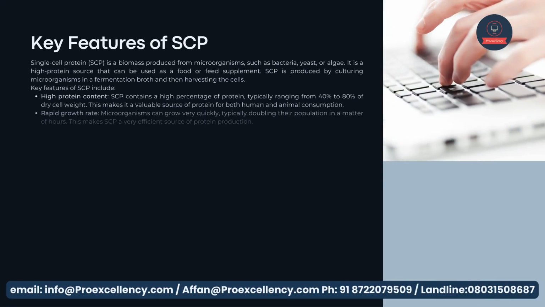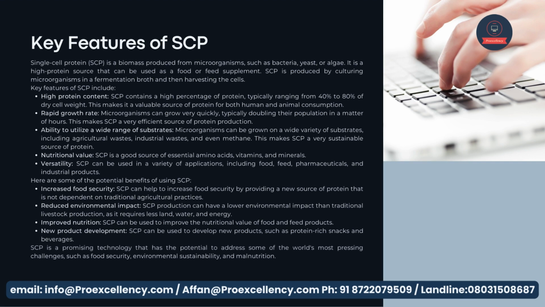Key features of SCP. Single cell protein, SCP, is a biomass produced from microorganisms such as bacteria, yeast, or algae. It is a high protein source that can be used as a food or feed supplement. SCP is produced by culturing microorganisms in a fermentation broth and then harvesting the cells. Key features of SCP include high protein content. SCP contains a high percentage of protein, typically ranging from 40% to 80% of dry cell weight. This makes it a valuable source of protein for both human and animal consumption.